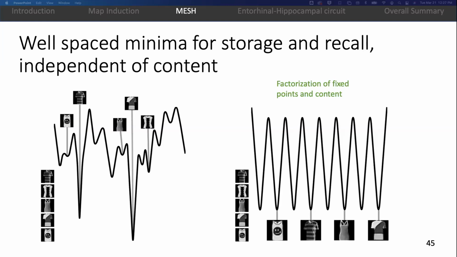So the key insight is that because we are factorizing the fixed points from the content, we get this very well-spaced minima for storage and recall, which are independent of the content that we are storing, right? So in Hopfield networks, usually you have minima that are not very well-spaced. And as a result, as you are increasing the memories that you're storing, you get this catastrophic drop. But here we've redesigned the minima to be well-spaced, because of which we are able to get this high capacity memory.